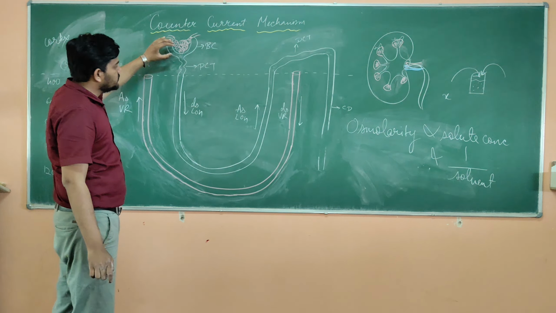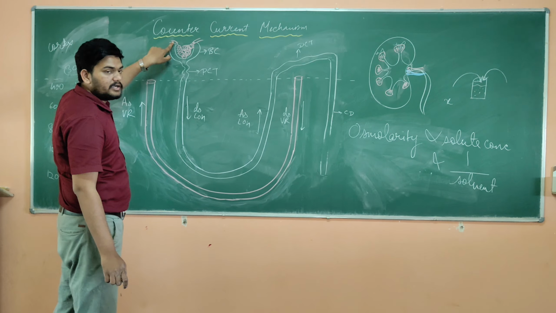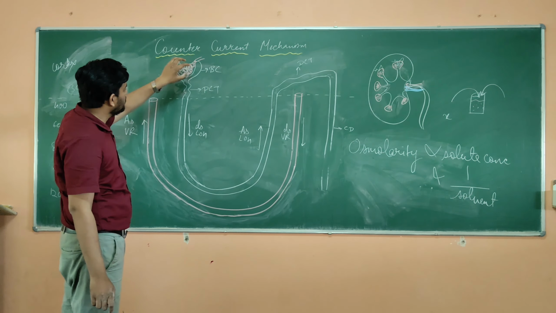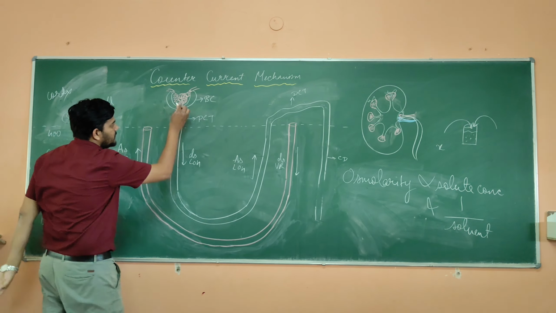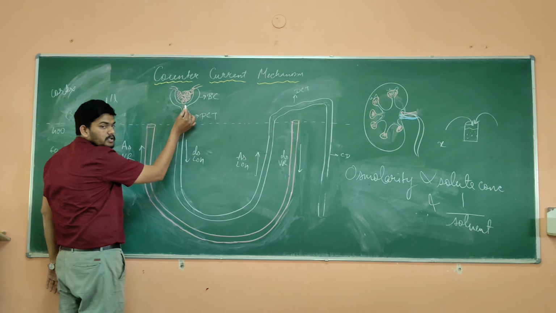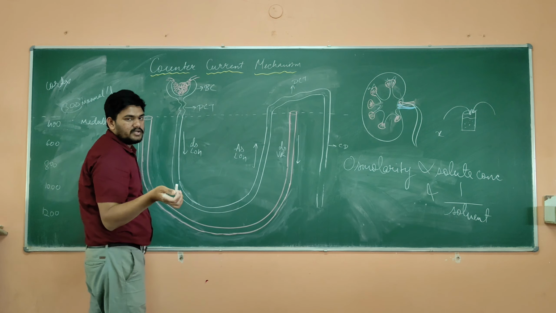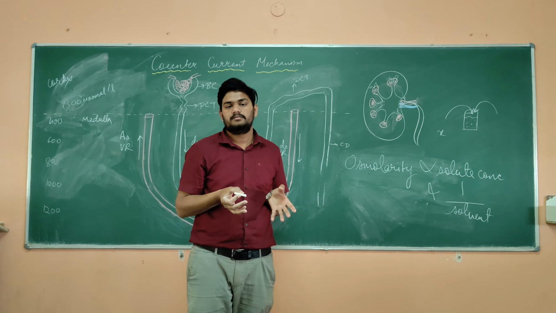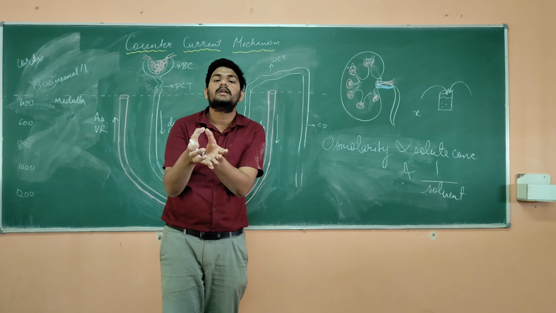Okay, so here we all know that the blood will come. This is the afferent arteriole we have. This is the efferent arteriole we have. So blood will be coming here in the glomerulus, and from here the blood will be filtered. Student, urine actually is formed by what? From blood only. It is actually a kind of filtrate of blood.